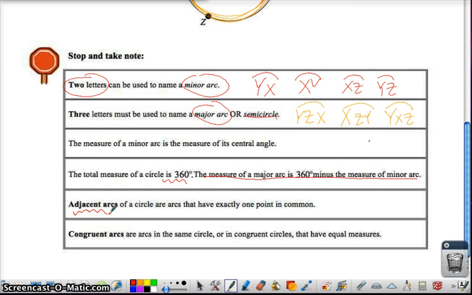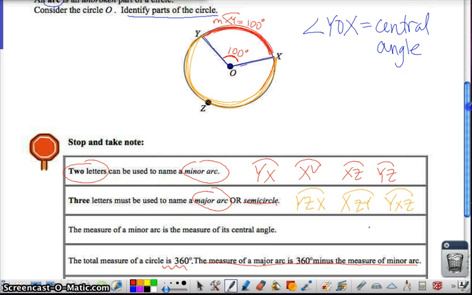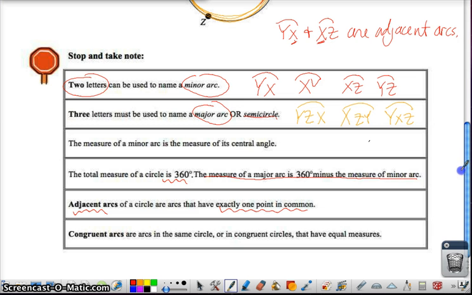Adjacent arcs. Arcs that are side by side. And if they're side by side, they must share exactly 1 point. So what are some examples of adjacent arcs up here? Well, we could say arc YX and arc XZ are adjacent arcs. Why? Because they both share point X. We could also say XZ and ZY. So there's a variety, or we could say ZY and YX. Those are all adjacent arcs.